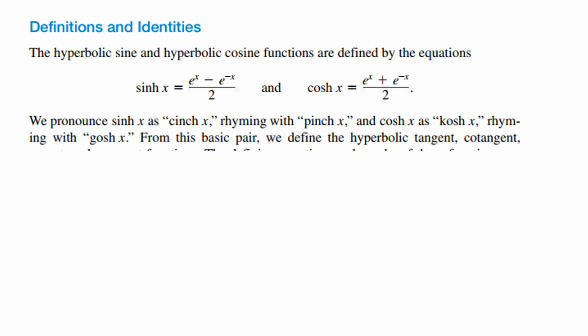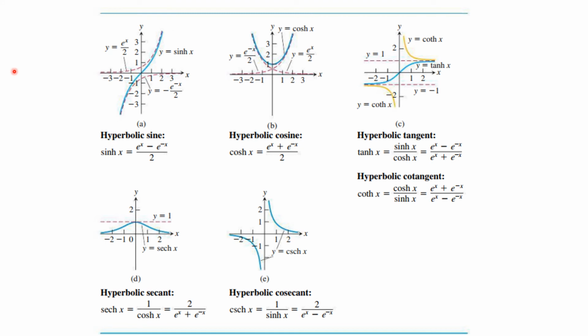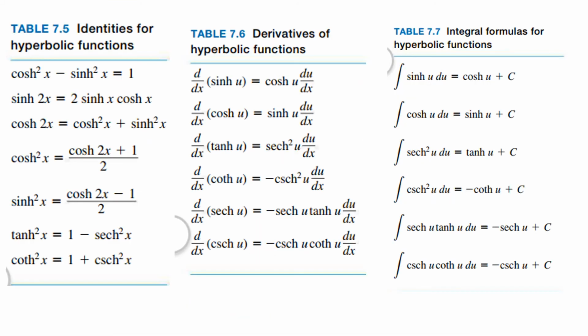And from these, you can define a whole bunch of other hyperbolic trig functions. The tangent would be the sinh divided by the cosh. The hyperbolic cotangent would be the cosh divided by the sinh. The secant is the reciprocal of the hyperbolic cosine, and the cosecant is the reciprocal of the hyperbolic sine. So these are important graphs, again, in applied math.